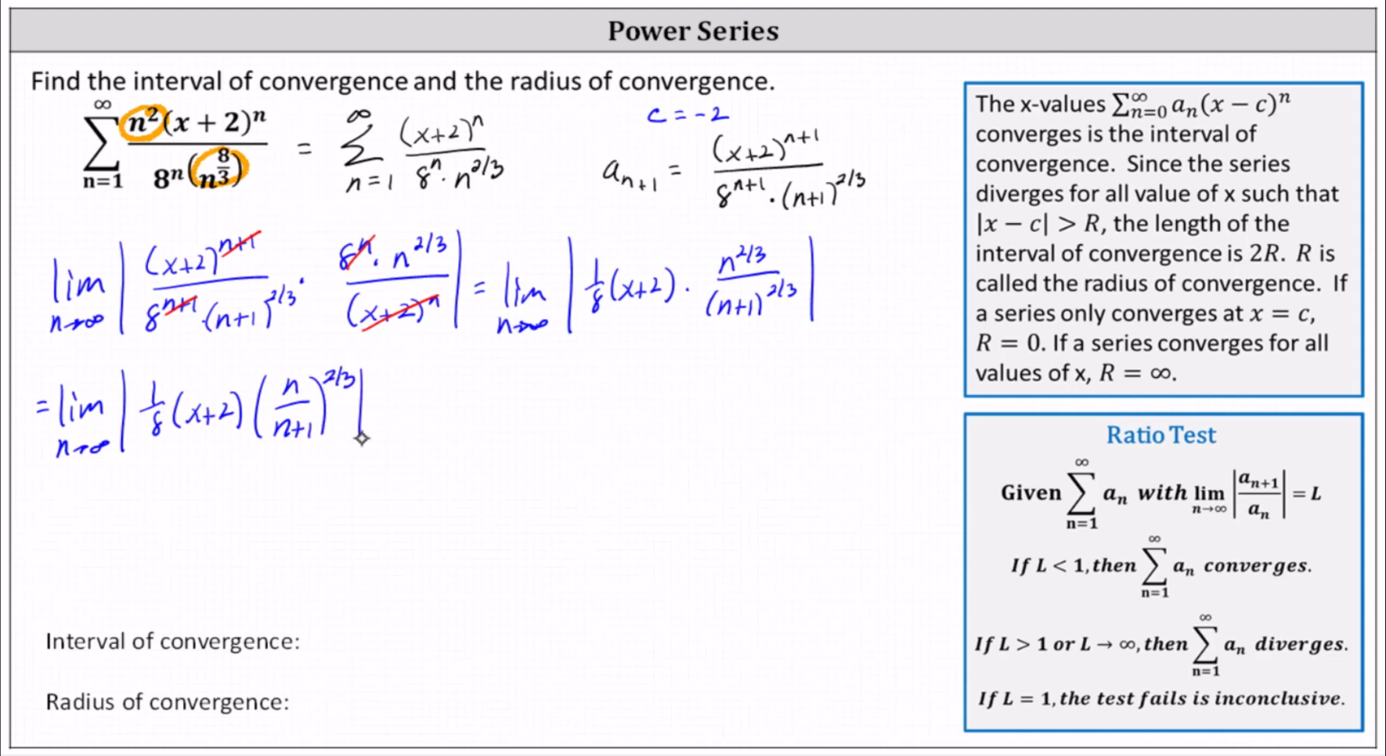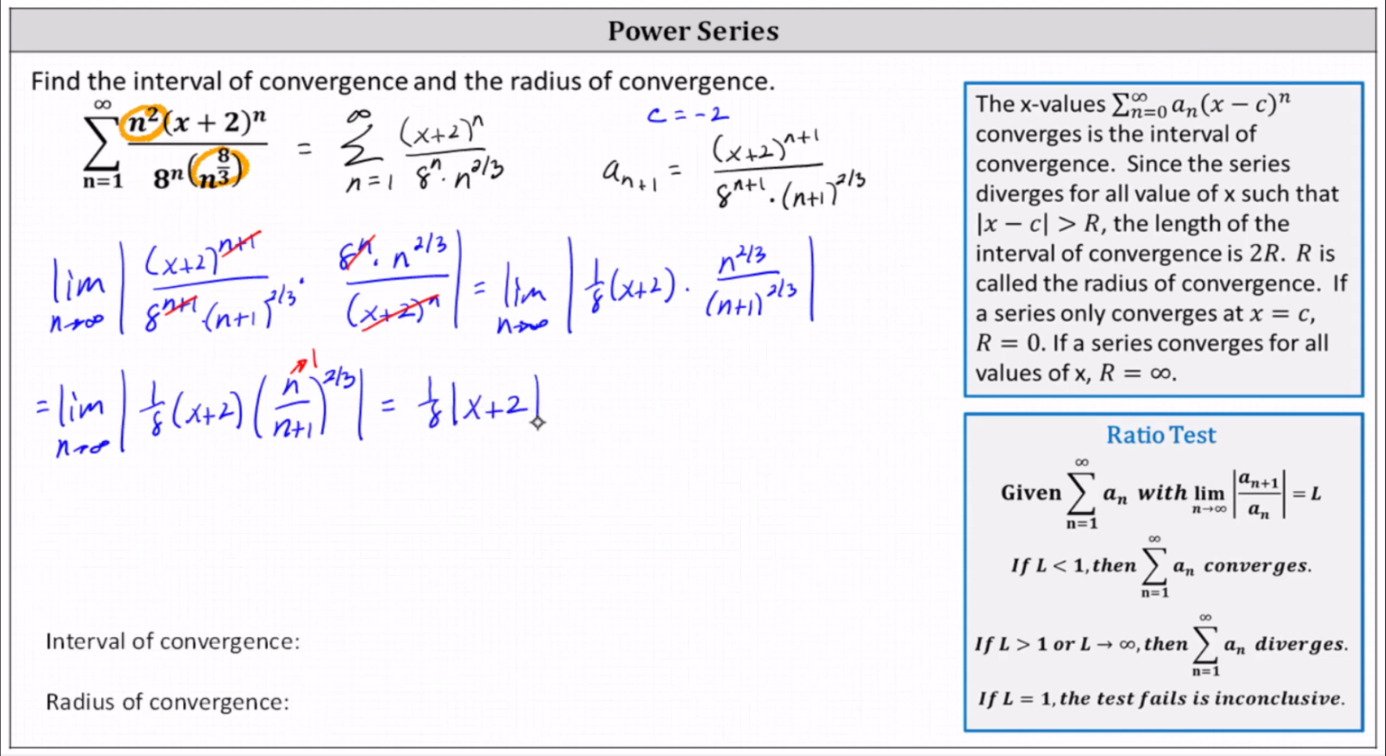In this form, we can find the limit. Notice n and n plus 1 have the same degree, which indicates as n approaches infinity, n divided by n plus 1 approaches 1, and 1 to the power of 2/3 is still 1, and therefore the limit is equal to the absolute value of 1/8 times (x + 2), or if we want, 1/8 times the absolute value of x plus 2.